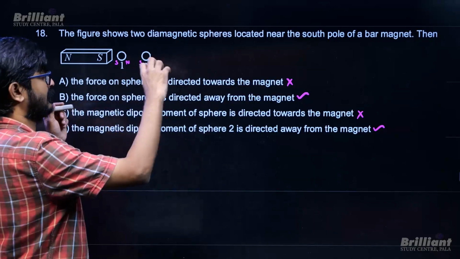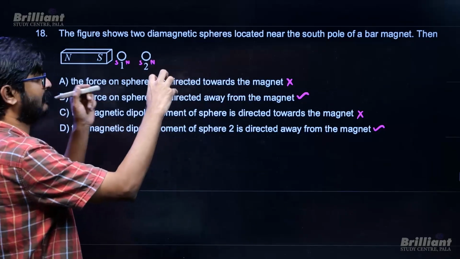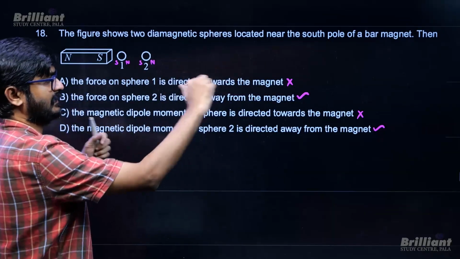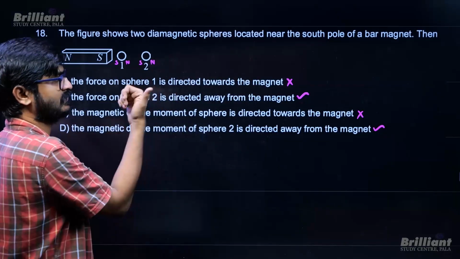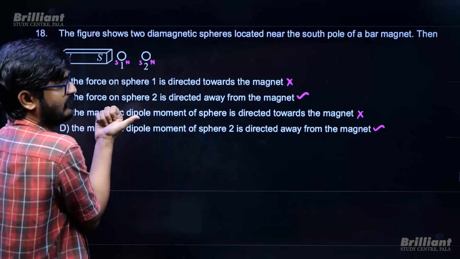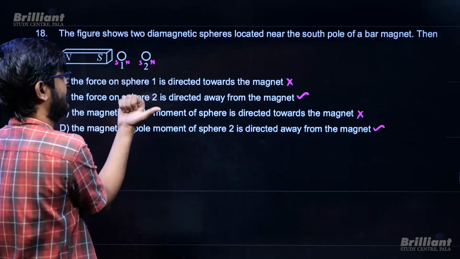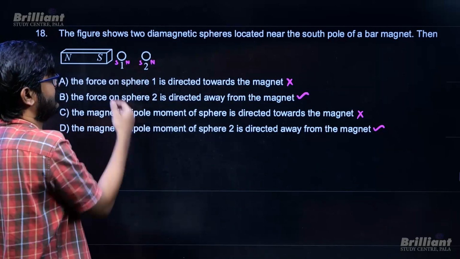So when there is a sphere and you are bringing the bar magnet, the flux in the sphere in this direction is increasing. So induced currents will be in such a way that they will be creating some kind of dipole moment in this direction. So this is going to be here like north and south.